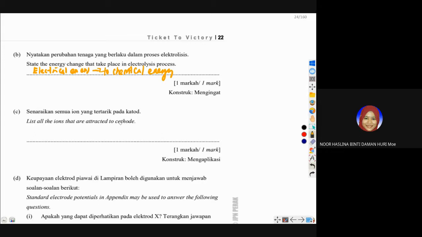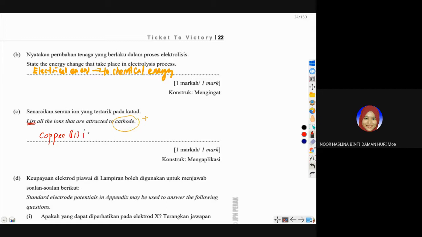List all the ions that attracted to the cathode. Dah tulis tadi. Cathode is negative. So, it will attract the positive ion. So, dia kata list tau. Okay, list. Okay. So, you must put copper 2 ion.